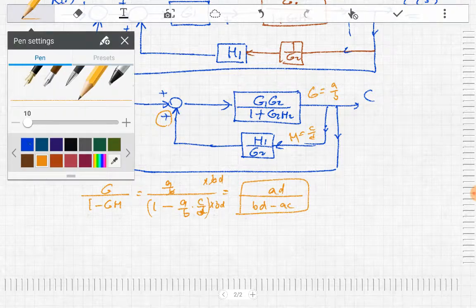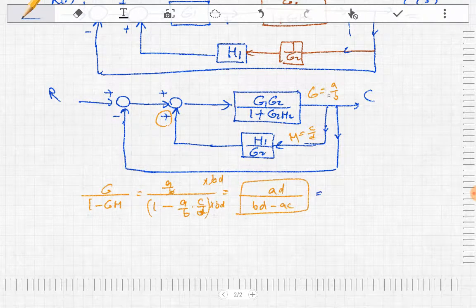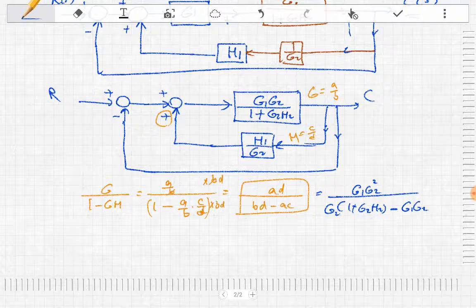Fine. Now I can write it easily. What is A? G1, G2. G1, G2. What's D? G2. Right? So it's squared. Over BD. B is equal to this thing, right? 1 plus G2, H2. Times D, G2. I put G2 here in the minus A, G1, G2. C, H1. Okay. You're done. You're done with what?